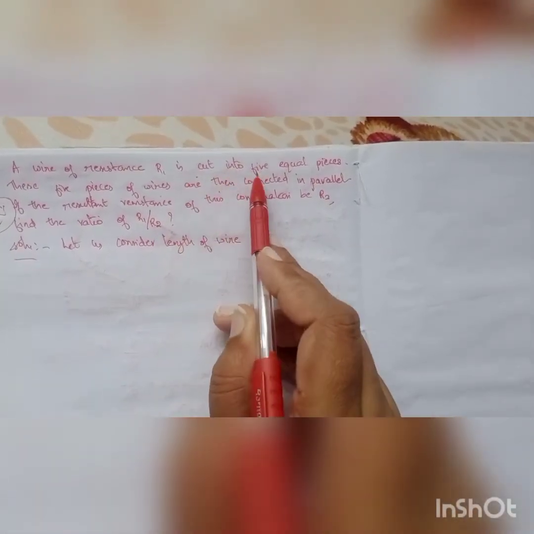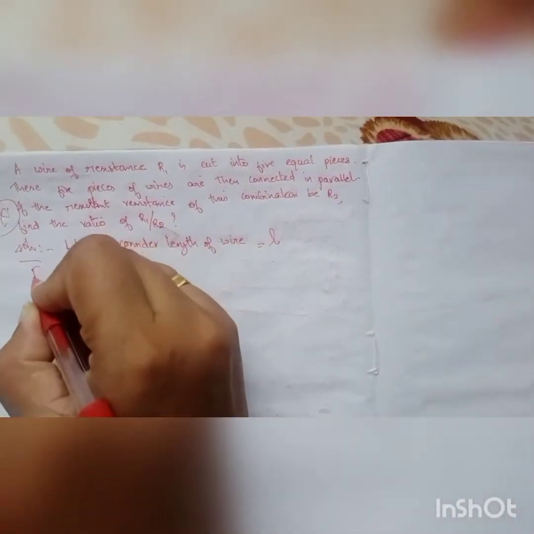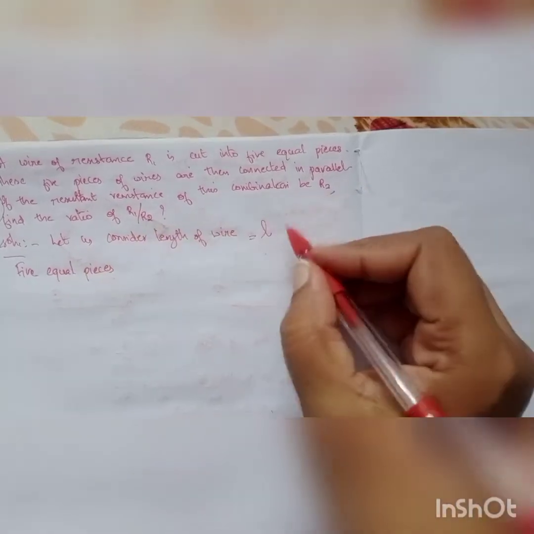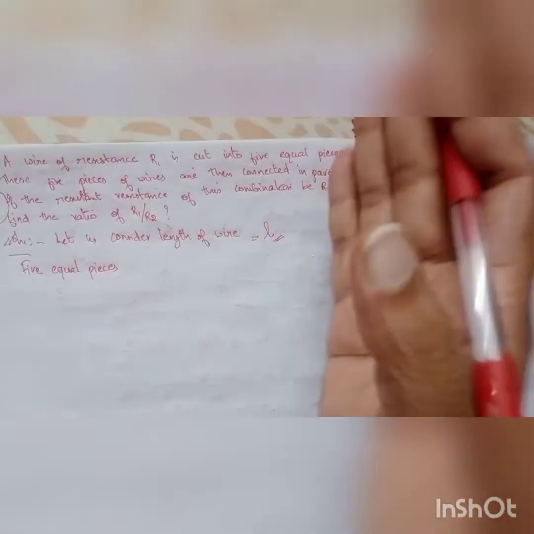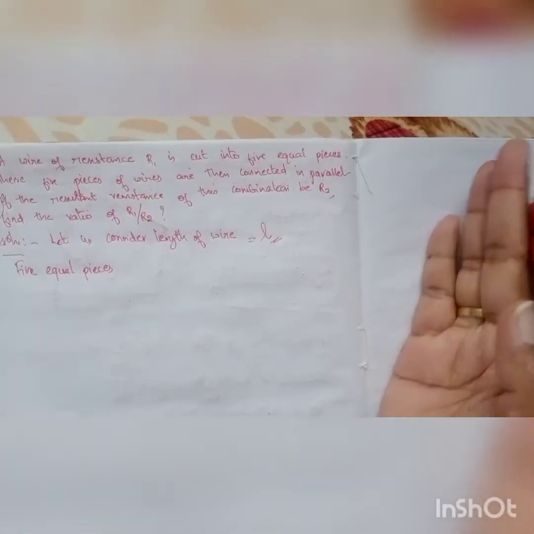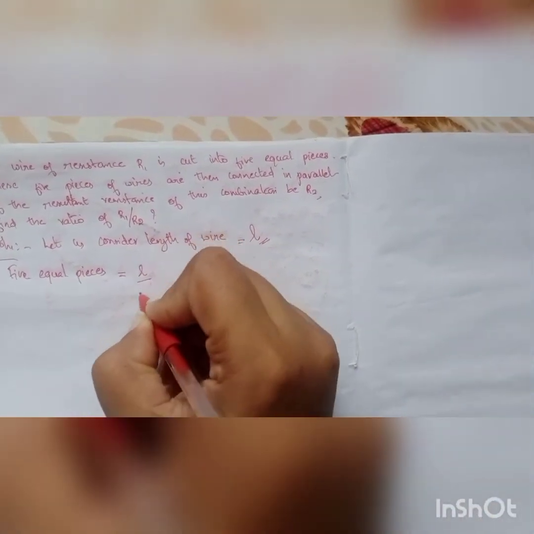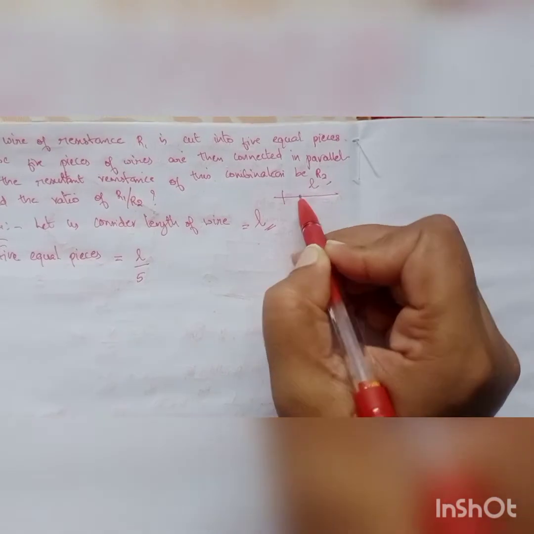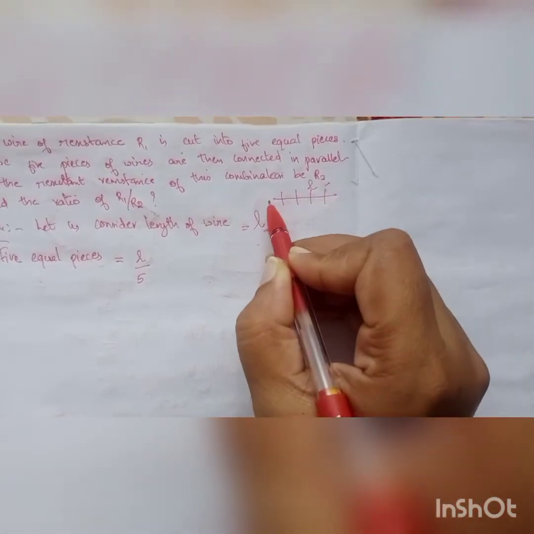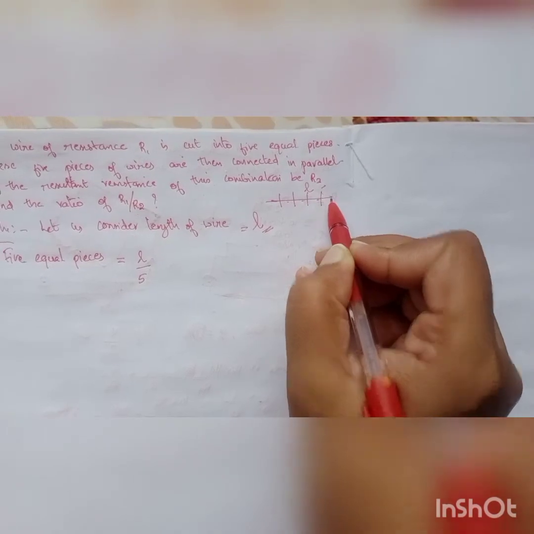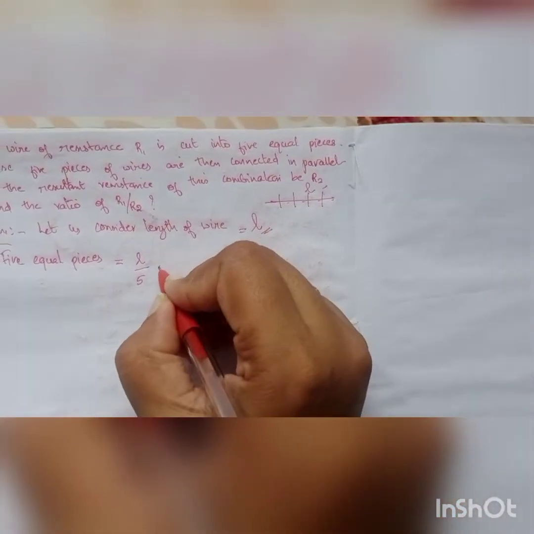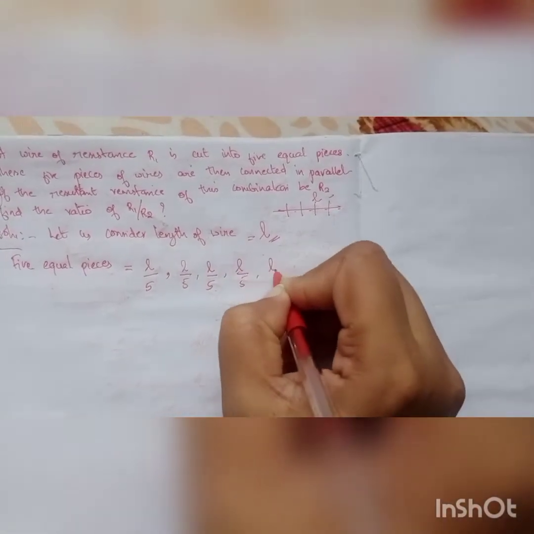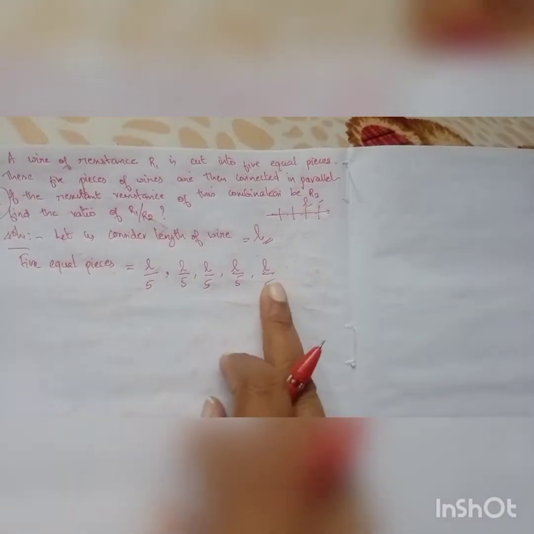The wire is cut into 5 equal pieces. So if the total length is L and I cut this L into 5 equal pieces, what will be the length of each piece? It will be L by 5, right? I have a wire of length L and I cut this into 5 equal pieces. This is the 1st piece, 2nd piece, 3rd piece, and 4th, 5th piece. So each will be L by 5. So I will have 5 pieces, each of length L by 5.